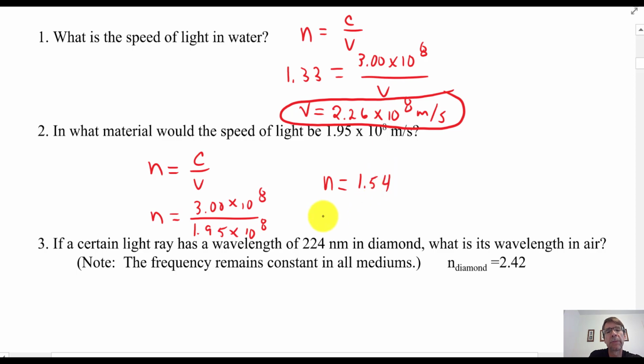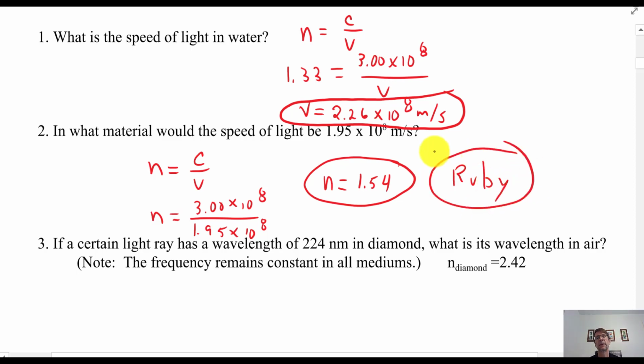So then we have to look at a reference table. Once again, the units cancel out. There are no units for n. It's an index. So we look that up in a table. I think there are a couple that are close, and the closest one in the table is ruby. It's a precious mineral for rings and things. All right, so ruby.